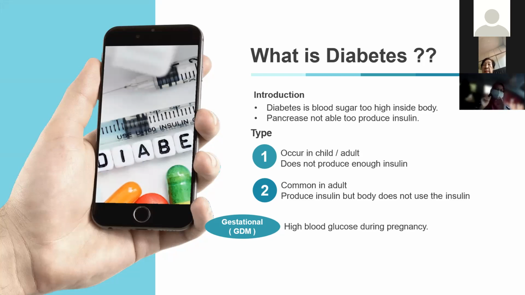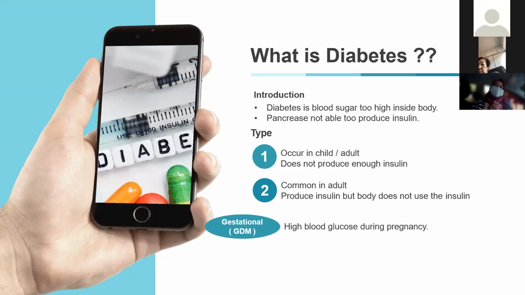So again, I repeat, type 1 usually occurs in children or adults because the pancreas doesn't produce enough insulin. Type 2 is common in adults, which is your parents, your grandparents or whatever, so it produces insulin, but the body doesn't use the insulin. That means the insulin is inside our body, but we don't use it.